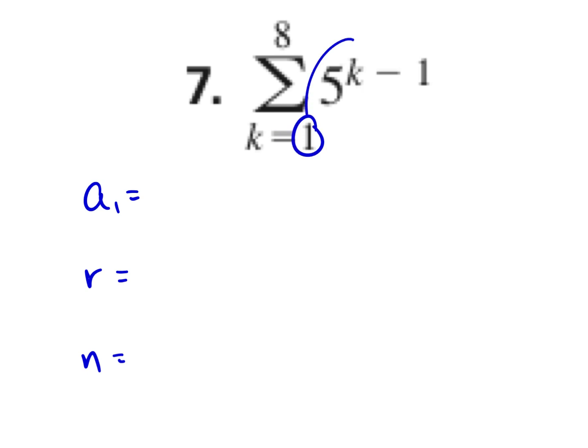So I plug in 1 into k. So I have 5 to the power of 1 minus 1. So it'd be 5 to the power of 0. And what's 5 to the power of 0? 1. What would my common ratio be? Remember, common ratio is the number that has the exponent. 5. And what is my number of terms? 8. That would be the number on top, so that is 8.